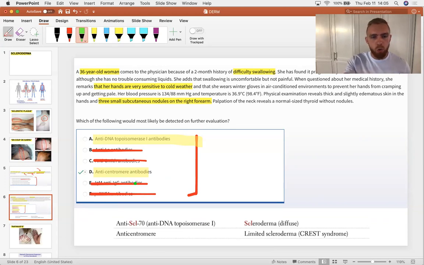So the answer to this question is anti-centromere antibodies, or what you would expect in the bloodstream, because this patient has nothing in her presentation to lead you to believe that she has major visceral involvement. The esophagus is involved, but there's no lung problems, there's no renal problems, there's no cardiac problems in this stem. So you have to assume that she has limited and not diffuse scleroderma.